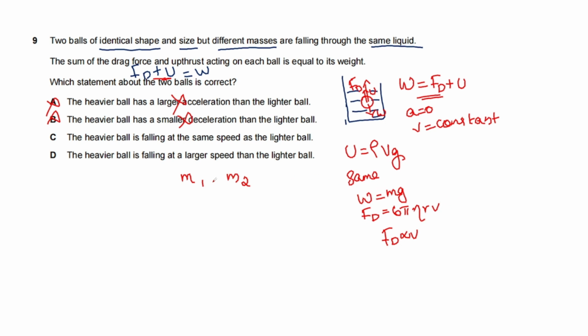So let's consider the two masses. Out of these two masses, M2 has more mass compared to M1, okay? So W2 is greater than W1. In this equation, the upthrust is a constant. So if the weight is more, the drag force would also be more, right? So the heavier second mass has more weight, so it has a larger speed, which means that it cannot be falling at the same speed, but it has a larger speed. So option D is the correct answer.